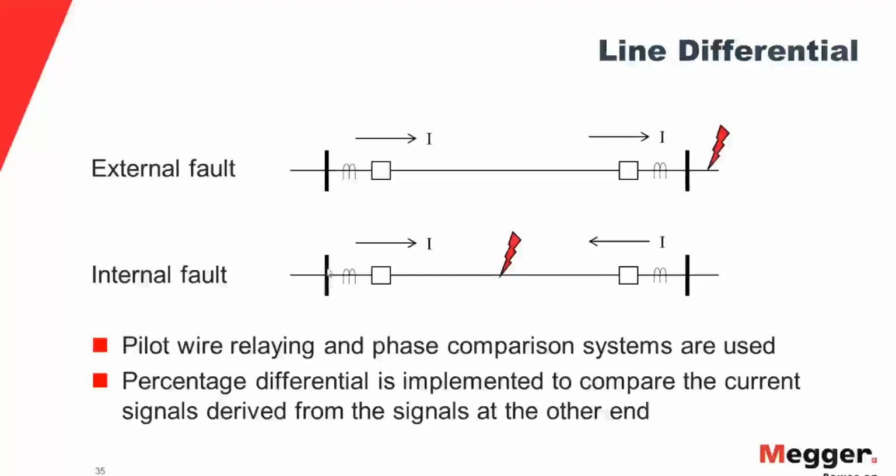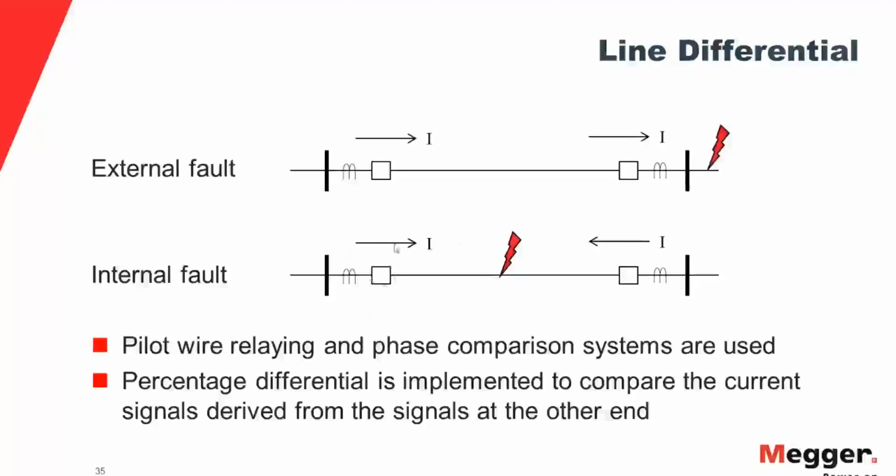Now let's quickly talk about the line differential. So you have a transmission line like this, and the CTs are looking in this direction. When there is an external fault in the system, the current flow through that transmission line is as shown here. Since the comparison happens through the pilot wire, the relay will not see any differential current, and the relay will not operate for an external fault.